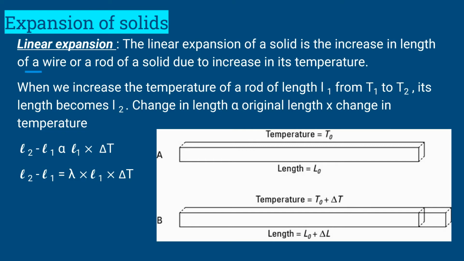So if we go ahead and work on it, we get to know that L2 is equal to L1 (1 + λΔT). So we shift L1 from the left-hand side to the right-hand side and simplify the equation. And lambda is also called the coefficient of linear expansion of the solid substance. This is how you can find the final length if you know L1, that is the initial length, the coefficient of expansion, and the change in temperature.